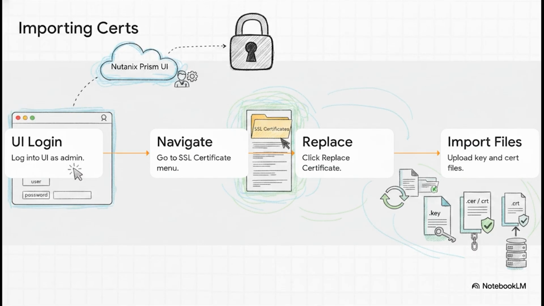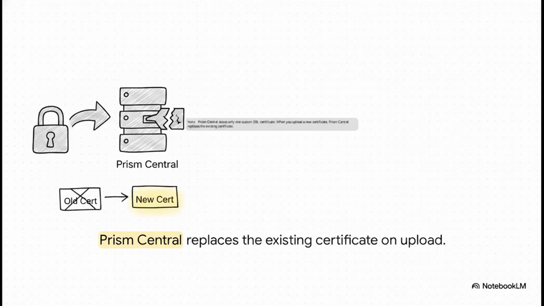Okay, so your CA signs the certificate and you bring it back to the Prism UI. You'll log in as an admin, navigate to the SSL certificate menu, and hit Replace Certificate. Listen closely here, because file extensions really matter. You're going to upload your private key, and that absolutely must be a .key file. Your public certificate has to be a .cer or .crt file. And your CA certificate chain? That also gets uploaded as a .crt file. And here is a very specific system behavior you've got to know. Prism Central only stores one custom SSL certificate at a time, period.